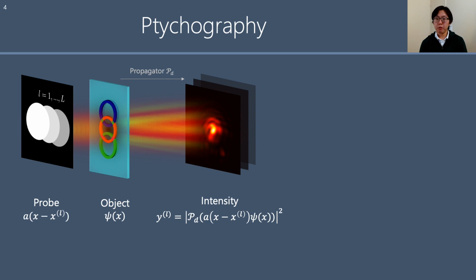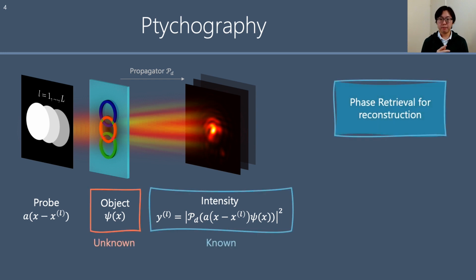Let's settle down the equations of this computational problem. We are looking for a planar object denoted by psi. A probe, denoted A, is scanned onto this object at multiple positions x_l. Then this electric field is propagated to the camera detector, which measures its intensity. This explains why there is this element-wise modulus square operation. This experiment is repeated for multiple probe positions, denoted by l, and from this stack of images Y, one wants to recover the object psi.